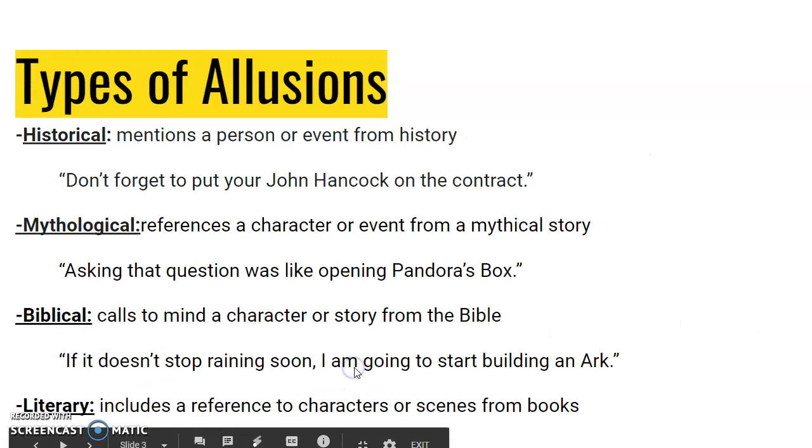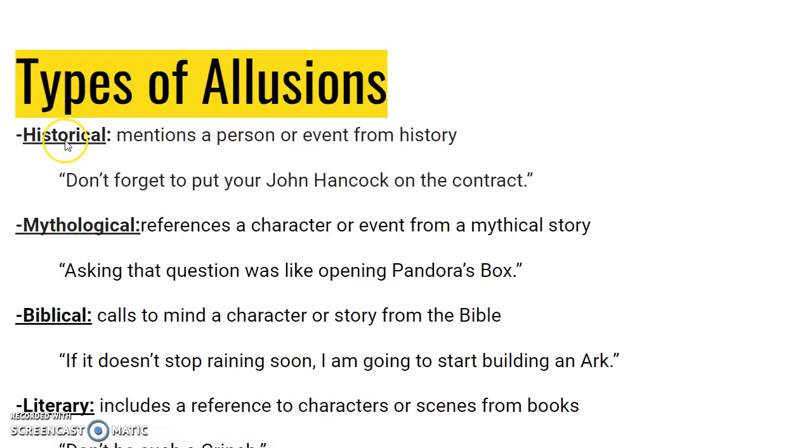So let's look at some different types of allusions. The first one we'll talk about is the historical allusions. That's where we're going to be mentioning a person or event from history. So here we have an example: you've probably heard somebody say something about putting your John Hancock on something. That's referring to one of our founding fathers who signed the Declaration of Independence, and he has the biggest signature on there. So a lot of times when people are referring to signatures, they will actually call it a John Hancock, and that is an allusion, a historical allusion specifically.